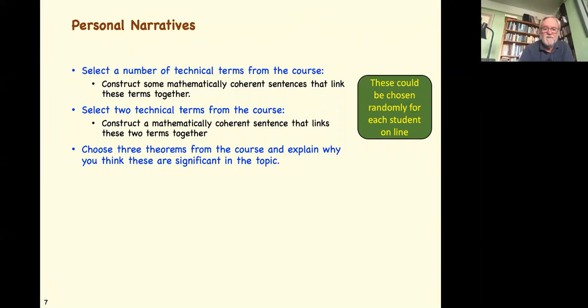And another way of doing that would be to choose 3 theorems from the course and explain why you think these are significant in the topic in which they appear. So getting them to talk about the role of the theorems rather than trying to prove them or whatever.